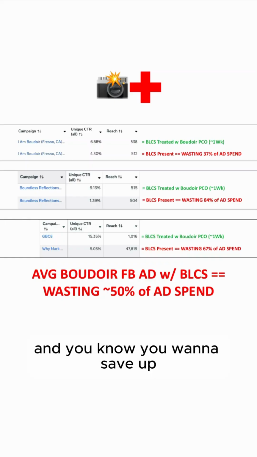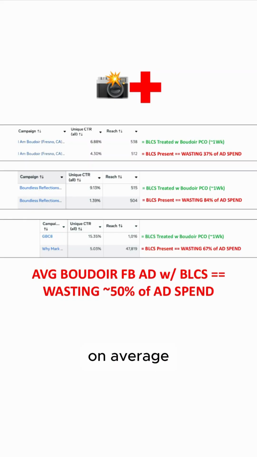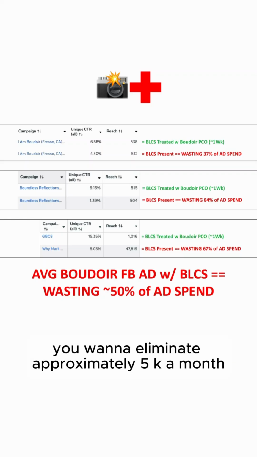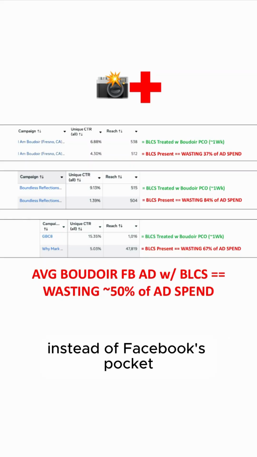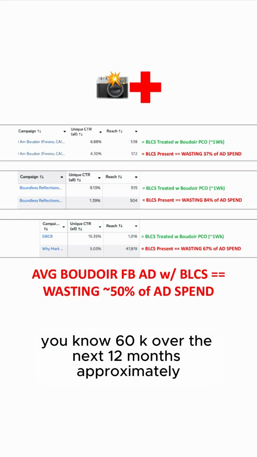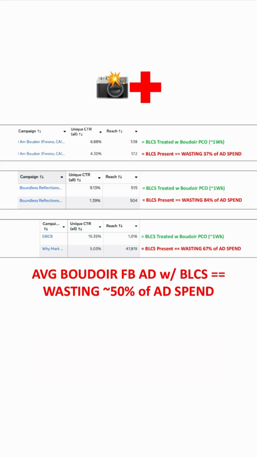and you know you want to save, on average, you want to eliminate approximately 5K a month in wasted ad spend. Put that back in your pocket instead of Facebook's pocket, where it's being wasted. 60K over the next 12 months approximately.